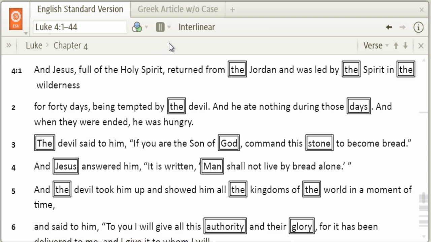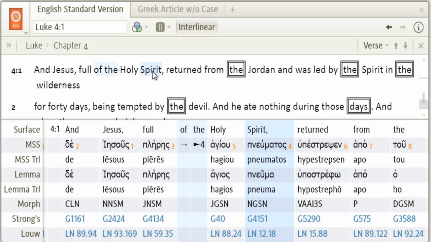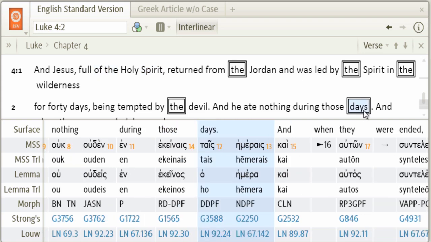That's because if we look at the interlinear here and select the English words Holy Spirit, we'll see that in English we provide the definite article here, when actually in Greek it doesn't have the article. So here in English the article is supplied, but over here, say for example the word days, the Greek article is here, but in English we don't translate that. Otherwise it would be during the the days, which wouldn't make sense.